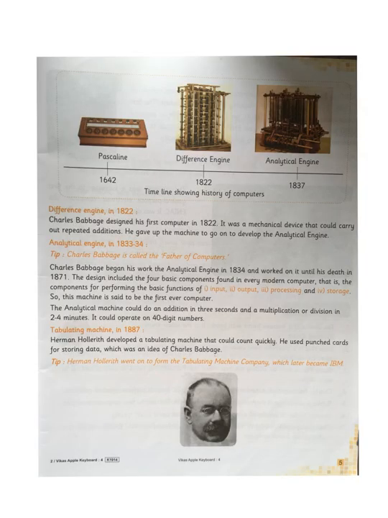So these are the photos of Pascaline, then came the difference engine, and then came the analytical engine, which we will study right now. So after Pascaline came the difference engine in 1822. The difference engine was built by Charles Babbage.